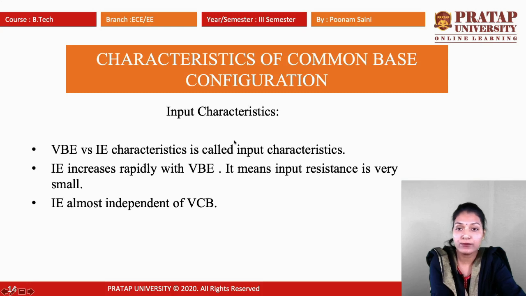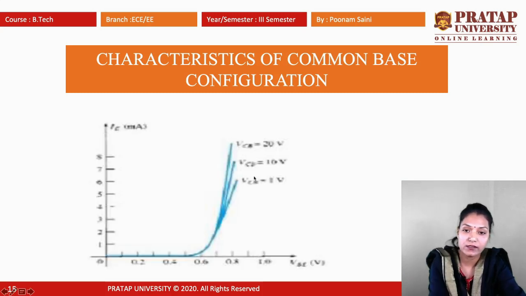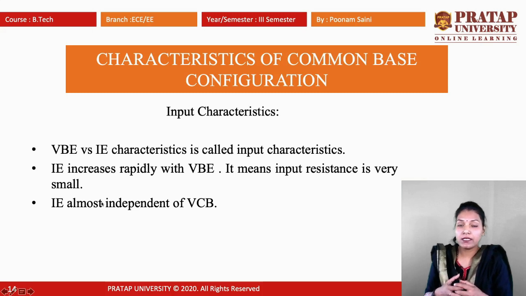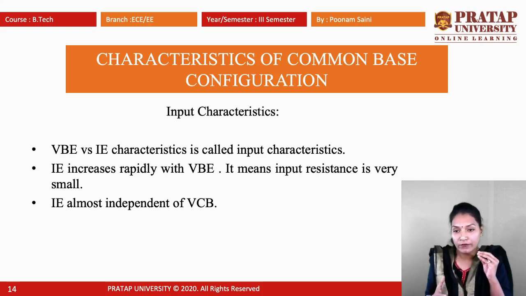Now you can see the input characteristics. The characteristics of VBE, the base emitter voltage, versus IE, the emitter current, are called input characteristics. Up to about 0.6 volt the current is negligible, and after that, for VCB equal to 1 volt, 10 volt, 20 volt, it shoots up. The emitter current increases rapidly with VBE, which means the input resistance is very small, and IE is almost independent of VCB. That means it depends on VBE: when VBE increases, IE increases.